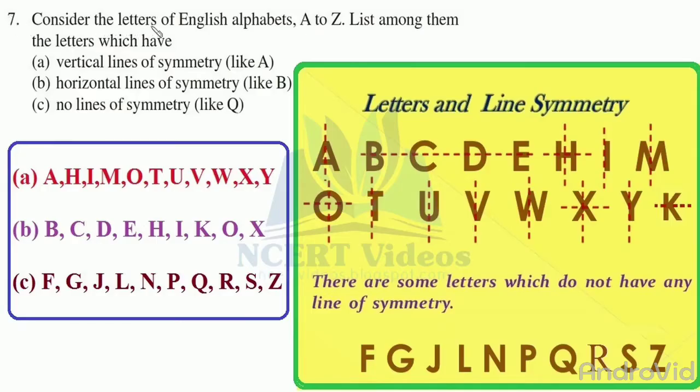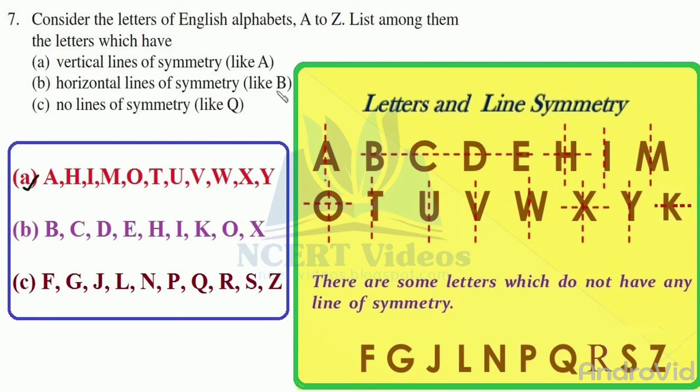Question 7. Consider the letters of English alphabets A to Z. List among them the letters which have a vertical line of symmetry like A. Well, you can see here A has vertical line of symmetry, and then we have H. H has both. I also has. M also has. O also has. We have T as well. Q has also vertical line of symmetry. V including. W also has. X also has, and Y also has. So these are the letters that have vertical line of symmetry.